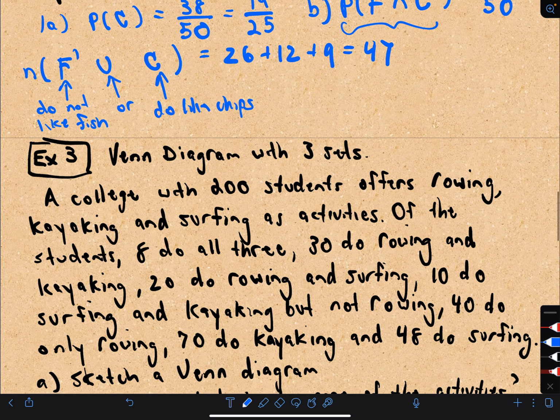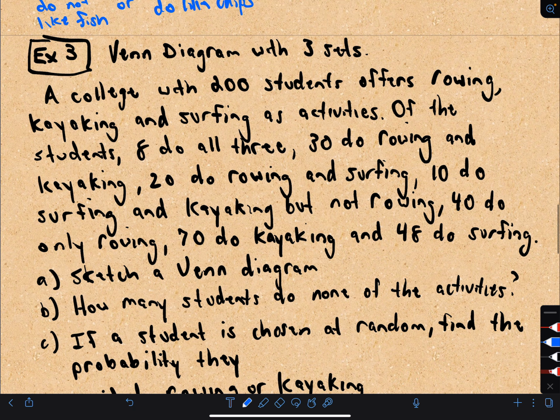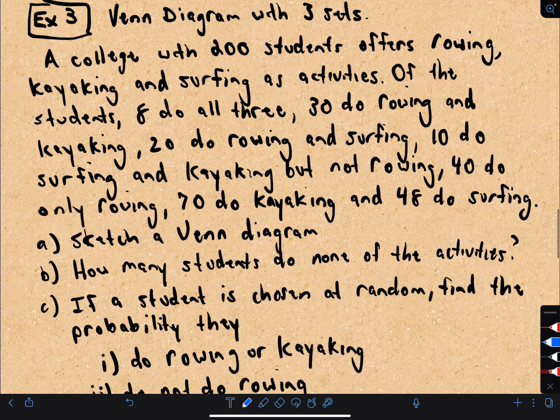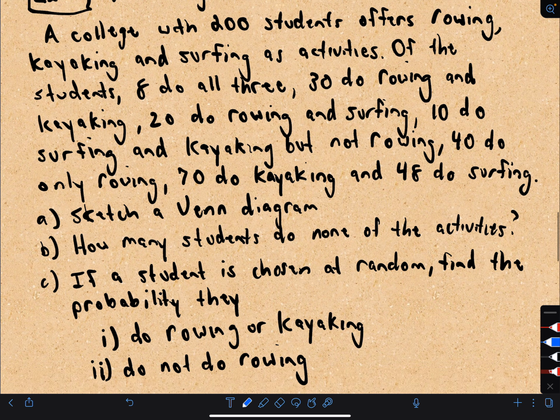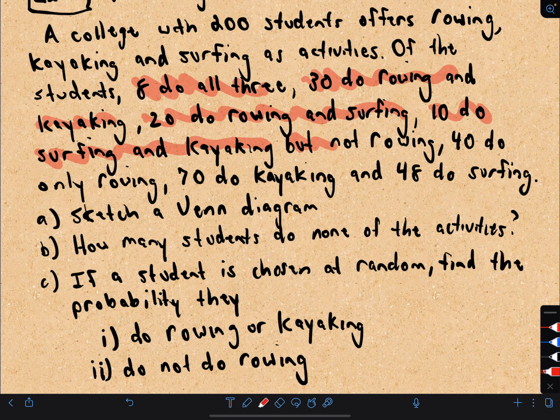So let's look at a Venn diagram with 3 sets. And I think when you first see this one, it's going to look like information overload. So we've got a college with 200 students, and they offer rowing, kayaking, and surfing as activities. Of the students, 8 do all 3. 30 do rowing and kayaking, 20 do rowing and surfing, 10 do surfing and kayaking but not rowing, so that's going to be useful. 40 do only rowing, okay. 70 do kayaking, and 48 do surfing.